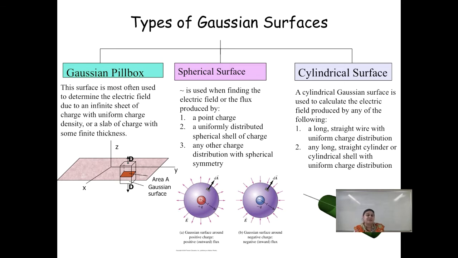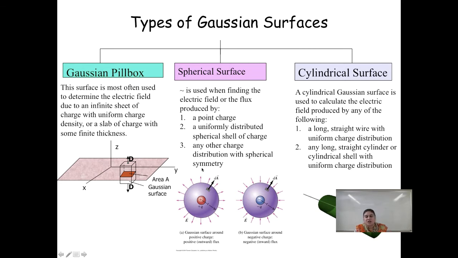So there are different types of Gaussian surfaces. There is a pillbox, there are spherical surfaces, and then there are cylindrical surfaces. The pillbox is the surface most used to determine the electrical field due to an infinite sheet of charge with uniform charge density, or a slab of charge with some finite thickness.